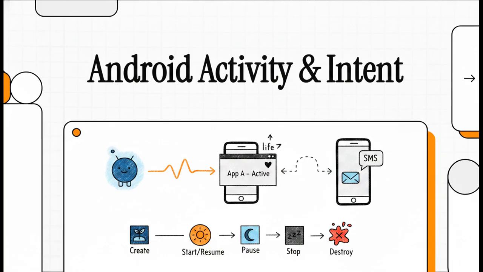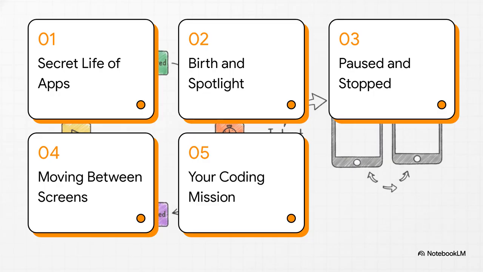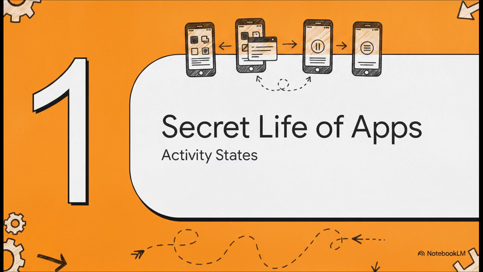We're going to explore exactly how an app is born, how it lives its life, and eventually how it shuts down. Here is our roadmap for the explainer. First, the secret life of apps. Second, birth in the spotlight. Third, paused, stopped, and destroyed. Fourth, moving between screens. And finally, your coding mission. All right, let's jump right into section 1, the secret life of apps.